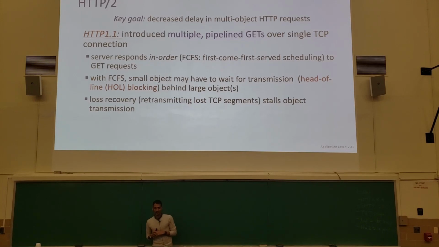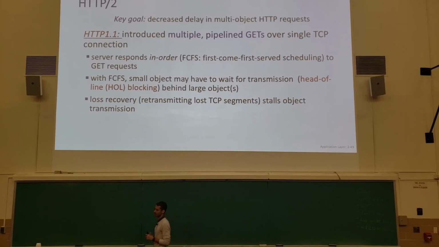However, 1.1 still has some performance problems. The server responds in a first come first served manner, which results in a problem called the head of the line blocking problem, or HOL problem. We'll see this problem a couple of times. In chapter 4, for example, when we look at router fabric design, we'll again see this problem occurring.